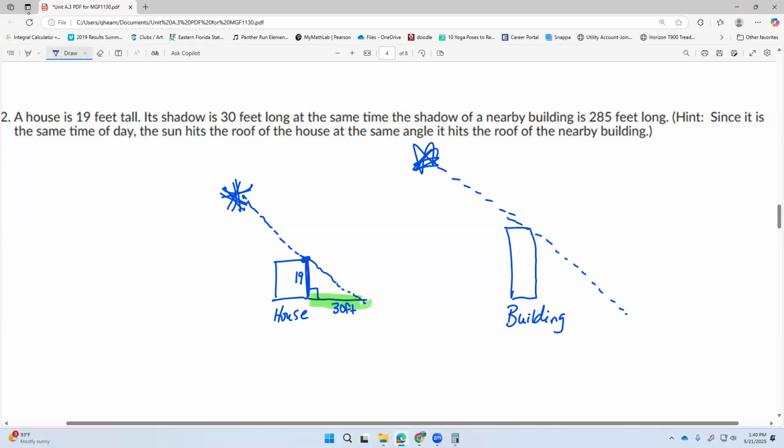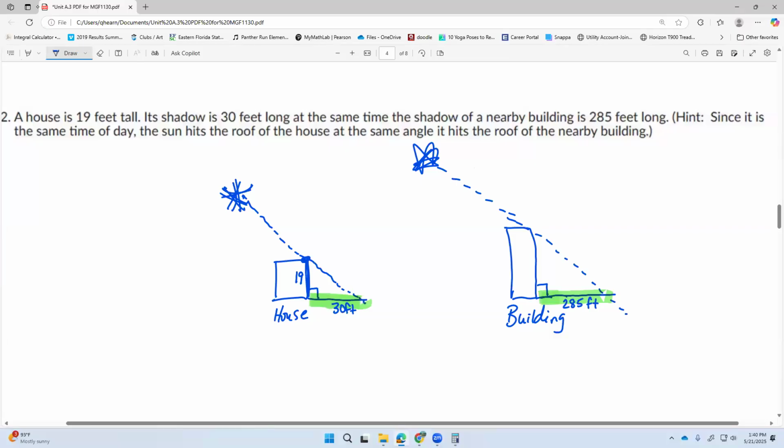Okay, really the sun is millions of miles away, but the angle is the important thing. So here we go. We have a right angle with the building. They tell us that the shadow, which is this part right here, is going to turn out to be 285. So right in the middle of that green part, we put 285 feet.